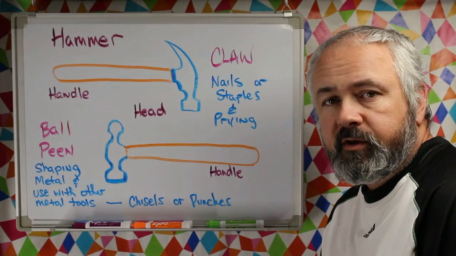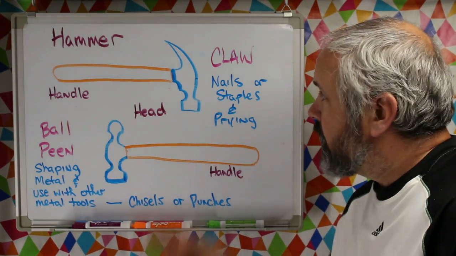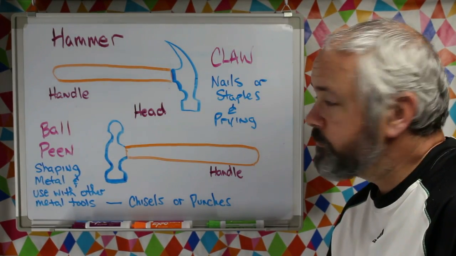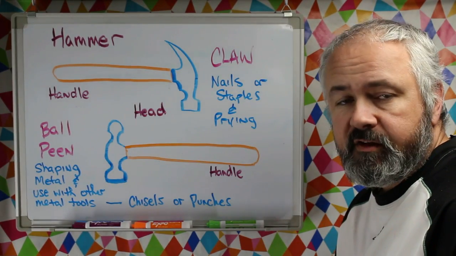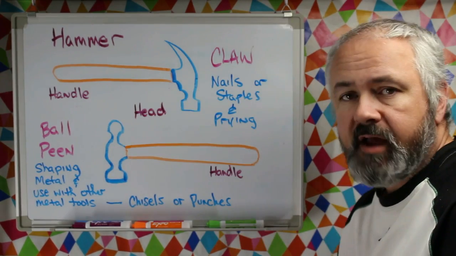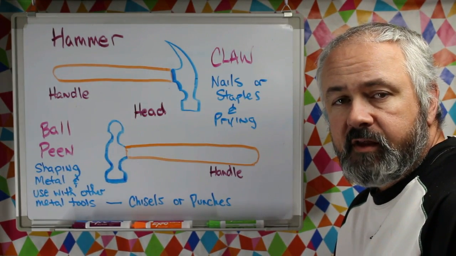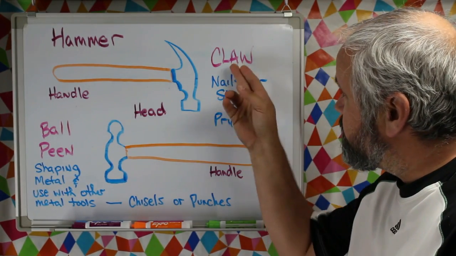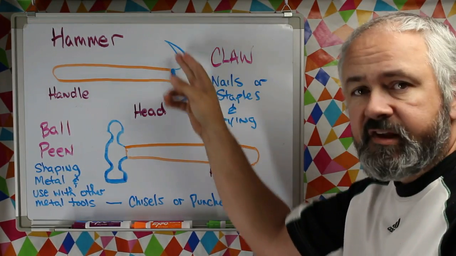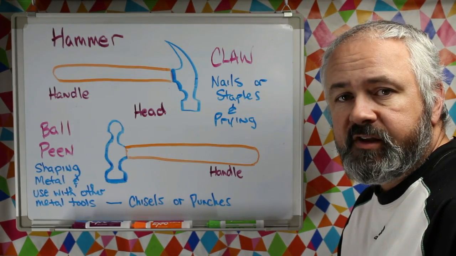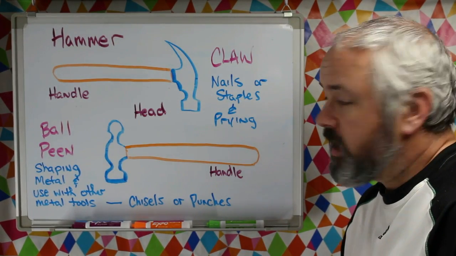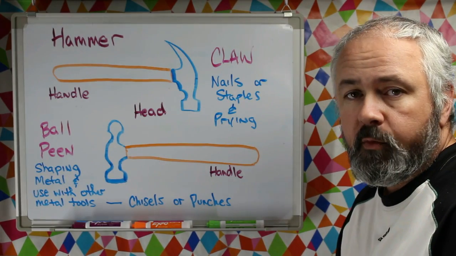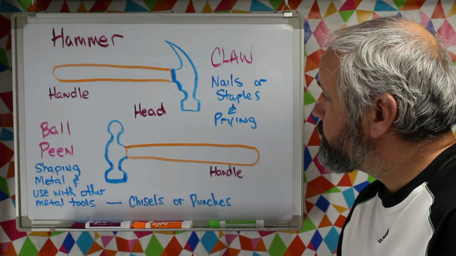The next tool we're going to discuss is a hammer. As you can see, I have two different types of hammers shown on this board. Each hammer has a handle, and each hammer has a head. The head's shape is going to determine what the tool is used for. The claw hammer has this distinctive claw shape, and the flat end is used for driving nails and staples, and this claw end is for removing nails and staples.